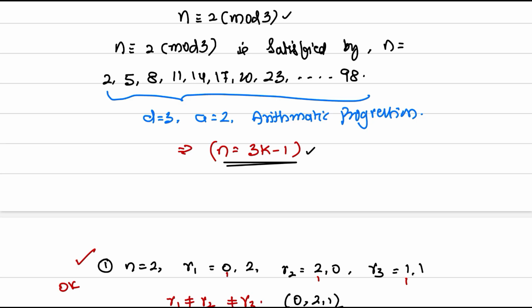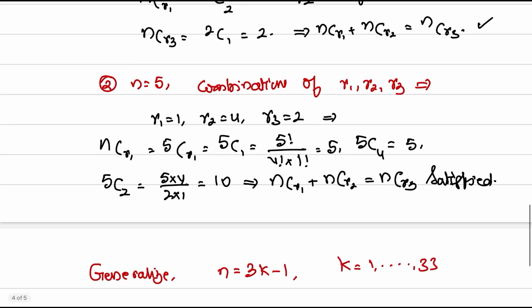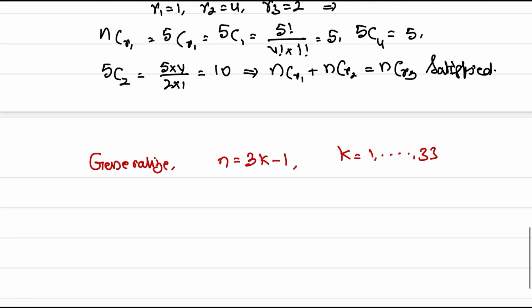K is equal to 1, you get 2. K is equal to 2, you get 5. K is equal to 3, K is equal to 4, K is equal to 5, K is equal to 6, 6 into 3, 18 minus 1, 17. Up to 33. That means this equation is okay, n is equal to 3k minus 1. From the arithmetic progression, we get n is equal to 3k minus 1, where k is from 1 to 33 for the given series.